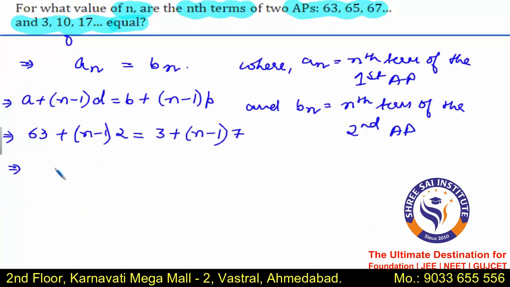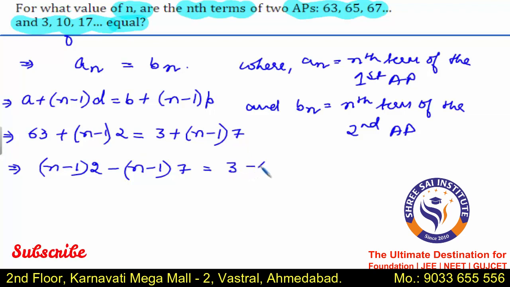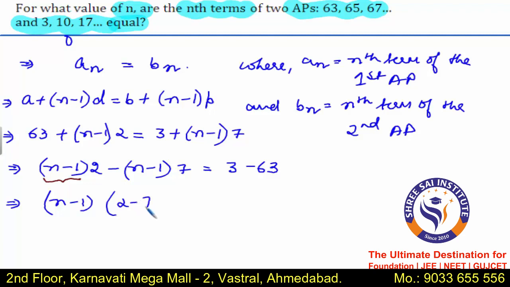This further implies that, taking n minus 1 into 7 on the left hand side and 63 on the right hand side, we have 3 minus 63 on the right hand side. Now taking n minus 1 common, we have n minus 1 into 2 minus 7, and this is equal to minus 60, which further implies that n minus 1 is equal to minus 60 divided by minus 5. On simplifying 2 minus 7, we get minus 5.